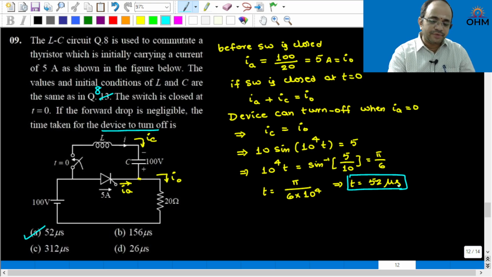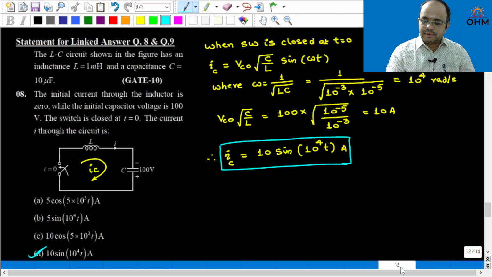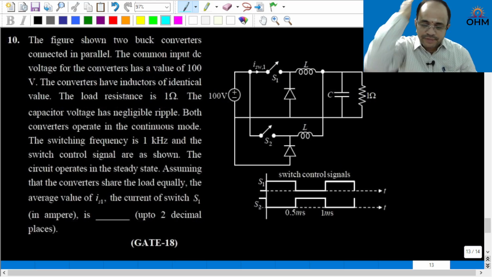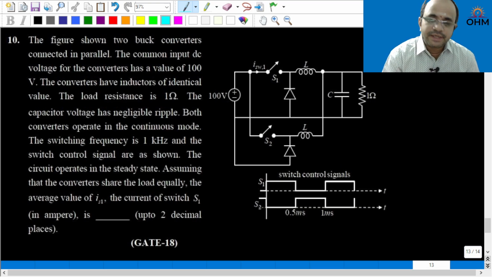So the concept is, once the switch is closed, then from that instant, after 52 microseconds, the SCR will commutate, or turn off. It's a very nice question from the 2010 paper. Next, now this is another interesting question. By seeing the circuit diagram in 2018, most of the students got panicked. It's very simple. The only thing is you need to maintain that peace of mind in the exam hall.